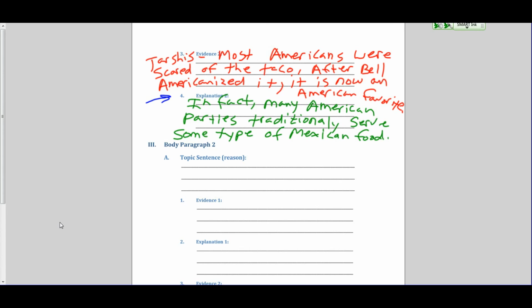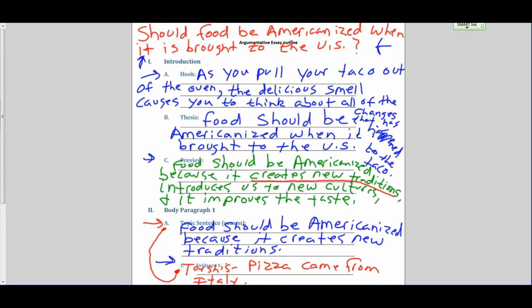Okay, now I'm ready for my second topic sentence, and remember our topic sentence comes from our preview, so I'm going to go back to my preview, and it looks like my next topic sentence is going to be, food should be Americanized because it introduces us to new cultures.